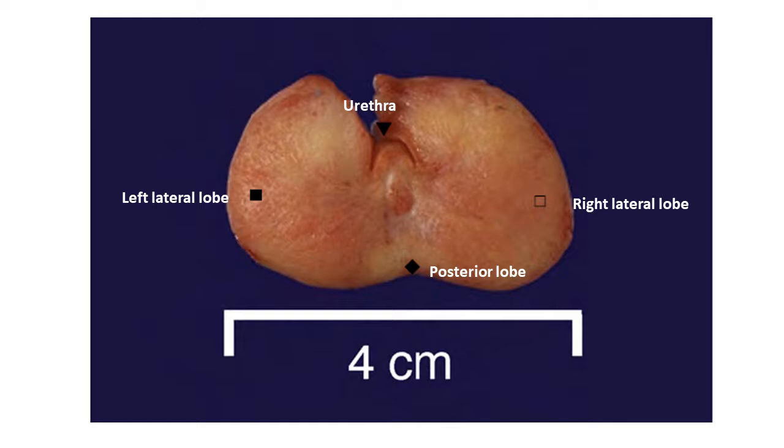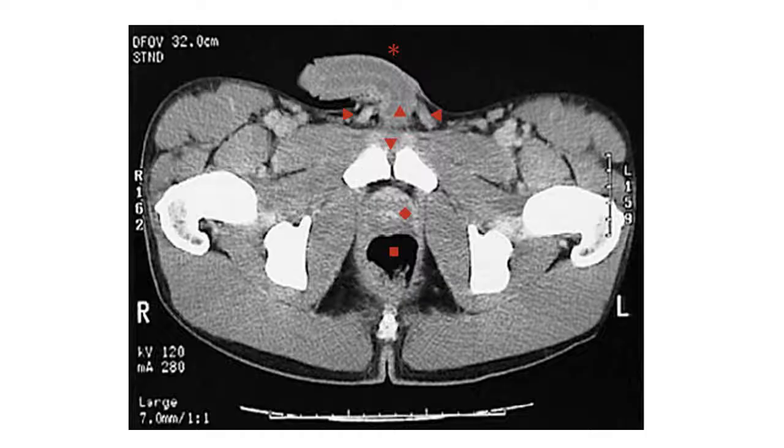About 70% of the prostate is composed of peripheral zone, and this is the lateral and posterior lobe, both lateral and posterior lobe. The small anterior zone contains mostly fibromuscular stroma.